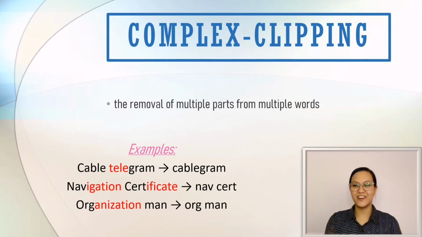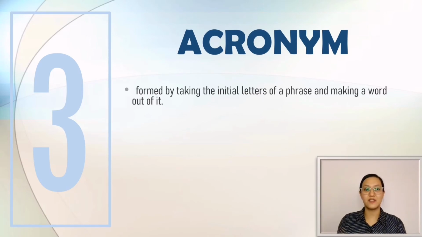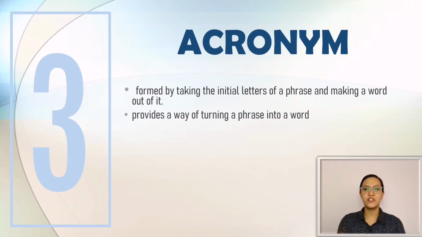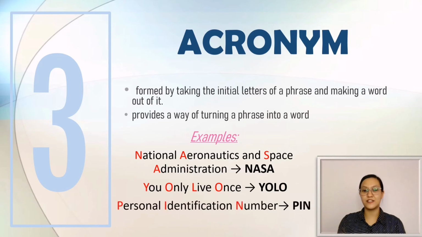Okay! Now the third type of word formation process that I will discuss is acronym. Acronyms are formed by taking the initial letters of a phrase and making a word out of it. Acronyms provide a way of turning a phrase into a word. Here are examples of acronym: National Aeronautics and Space Administration, NASA; You Only Live Once, YOLO; and Personal Identification Number, PIN.